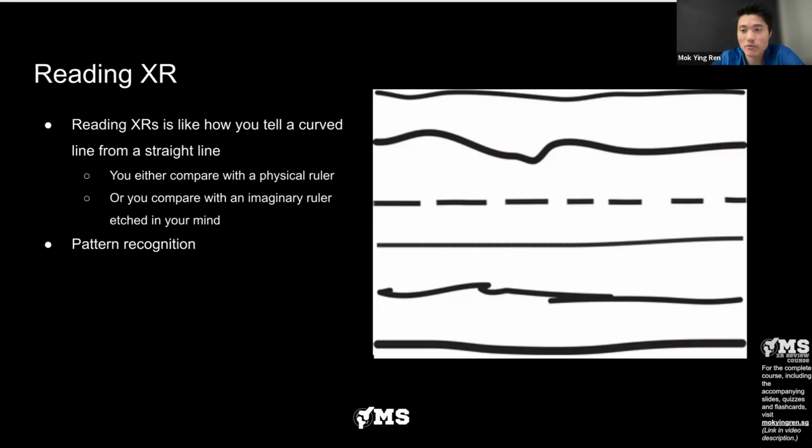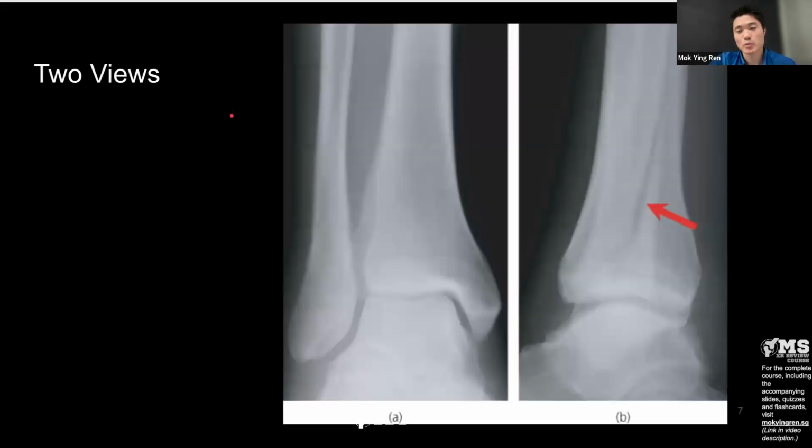And that is the same for reading X-rays. We want the normal X-ray to be etched into our mind such that we can recognize something that is abnormal. And that requires time. So you need to be patient with yourself and you need not rush yourself into this process. Okay, so let's start with the first principle.